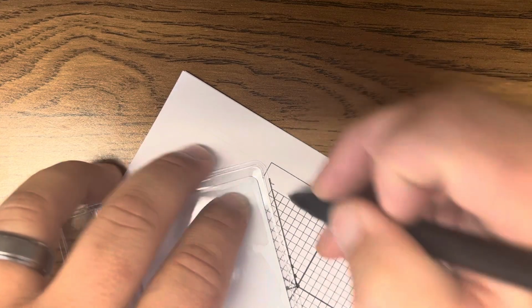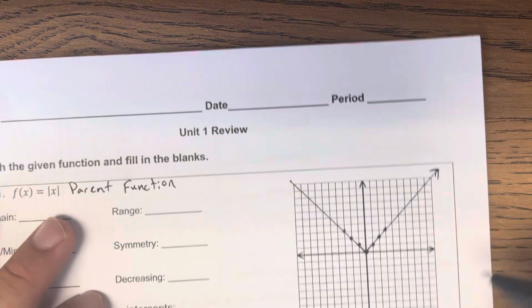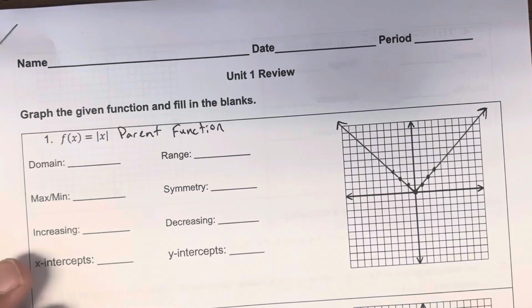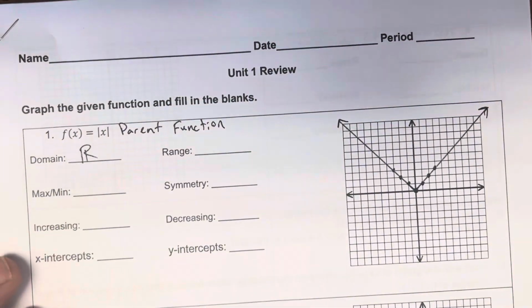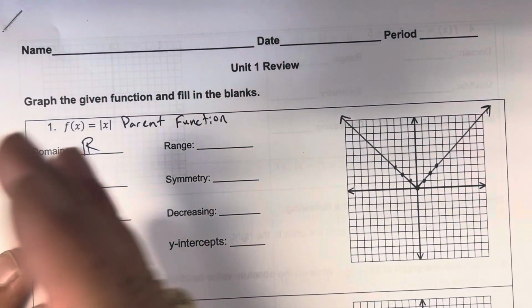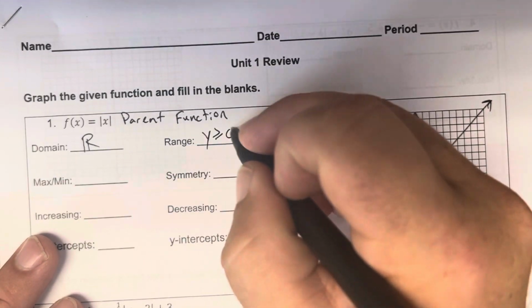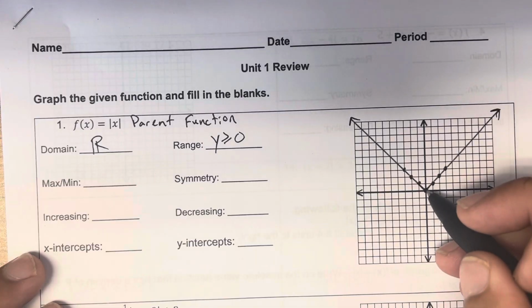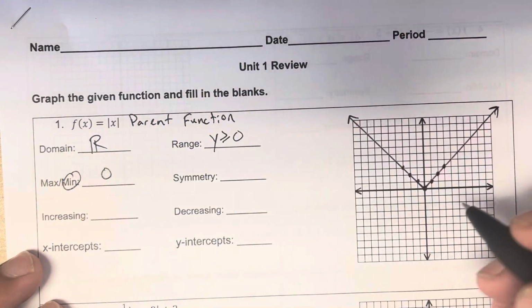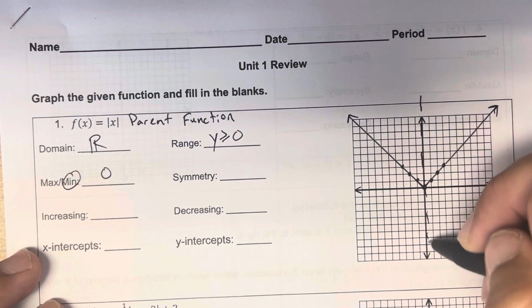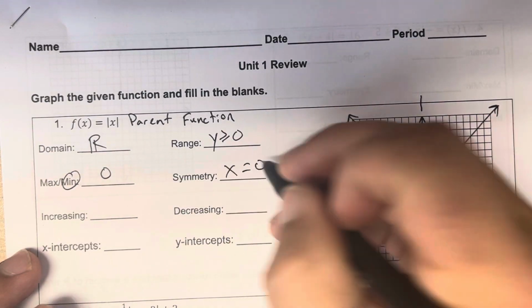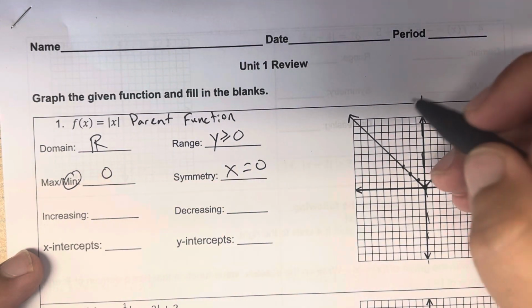So here's the absolute value parent function that makes a v. The domain for every single absolute value function is going to be all real numbers. It goes forever to the left and forever to the right. The range on this one is everything greater than or equal to 0. This one has a lowest value, so a minimum value of 0. The symmetry cuts right here down the y-axis, x equals 0.